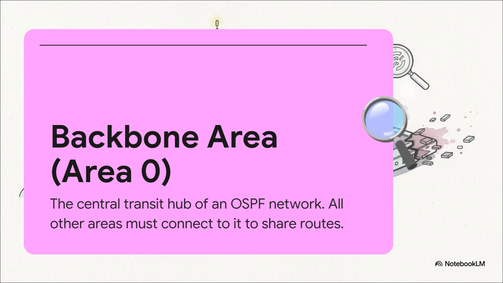And at the very heart of this whole system is the big one, Area 0, also known as the backbone. It's the central hub that connects everything. If traffic wants to get from, say, Area 1 to Area 2, it has to pass through Area 0. This is a strict rule, and it's what stops data from getting trapped in endless loops. It's the superhighway that connects all the different states.